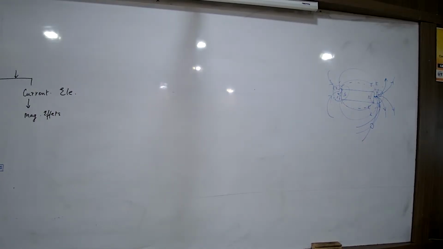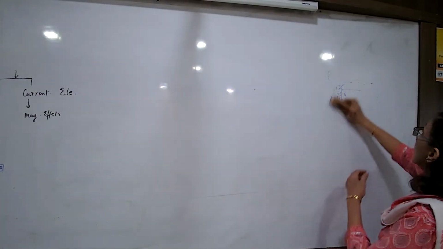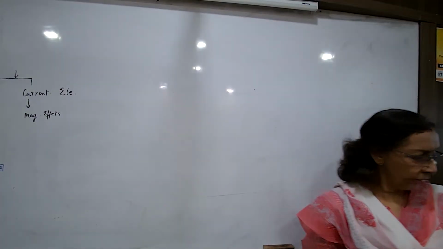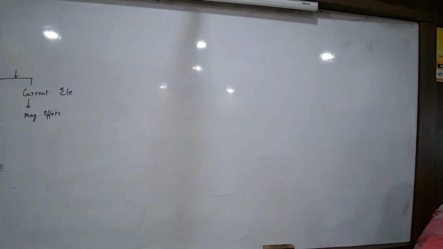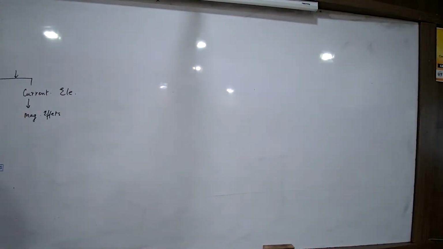So far, we have been talking about a bar magnet, and we have seen what are the characteristic features of the magnetic field around a bar magnet. Okay, there's a very interesting experiment that we are going to see now. It's regarding what happens if you are having a conducting wire.